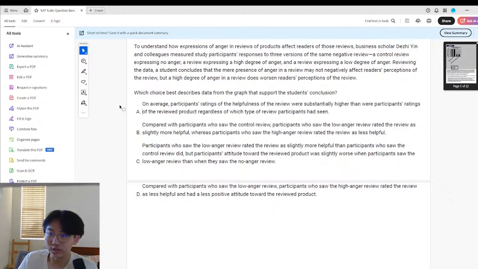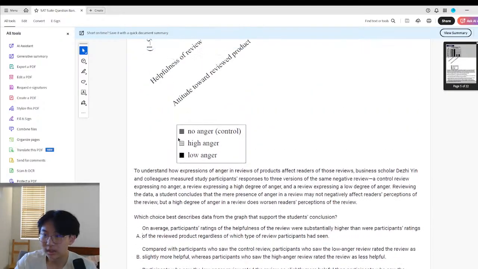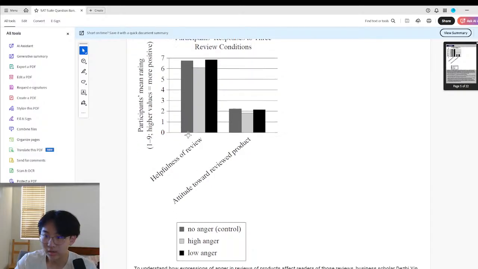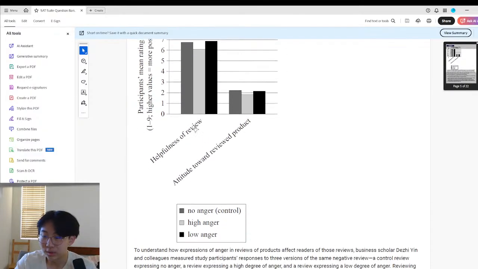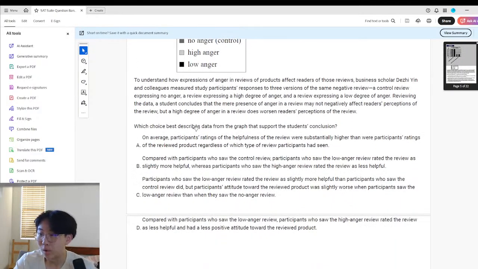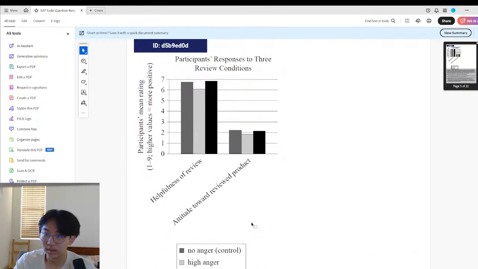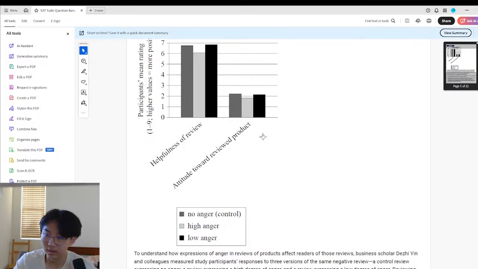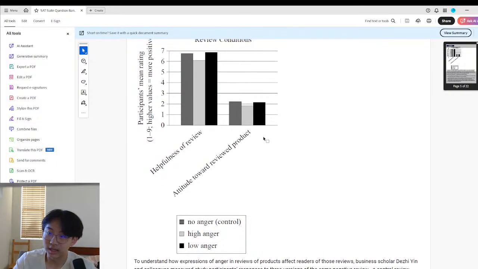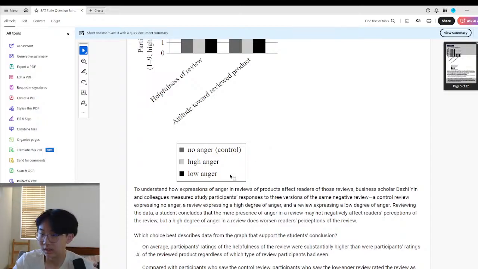This isn't necessarily true. Again, we're looking at the low anger. It does appear to be a little bit more positive, but the second statement towards the reviewed product was slightly worse when they saw the low anger review than the no anger review. So that's not exactly what the question is we're focusing on here.